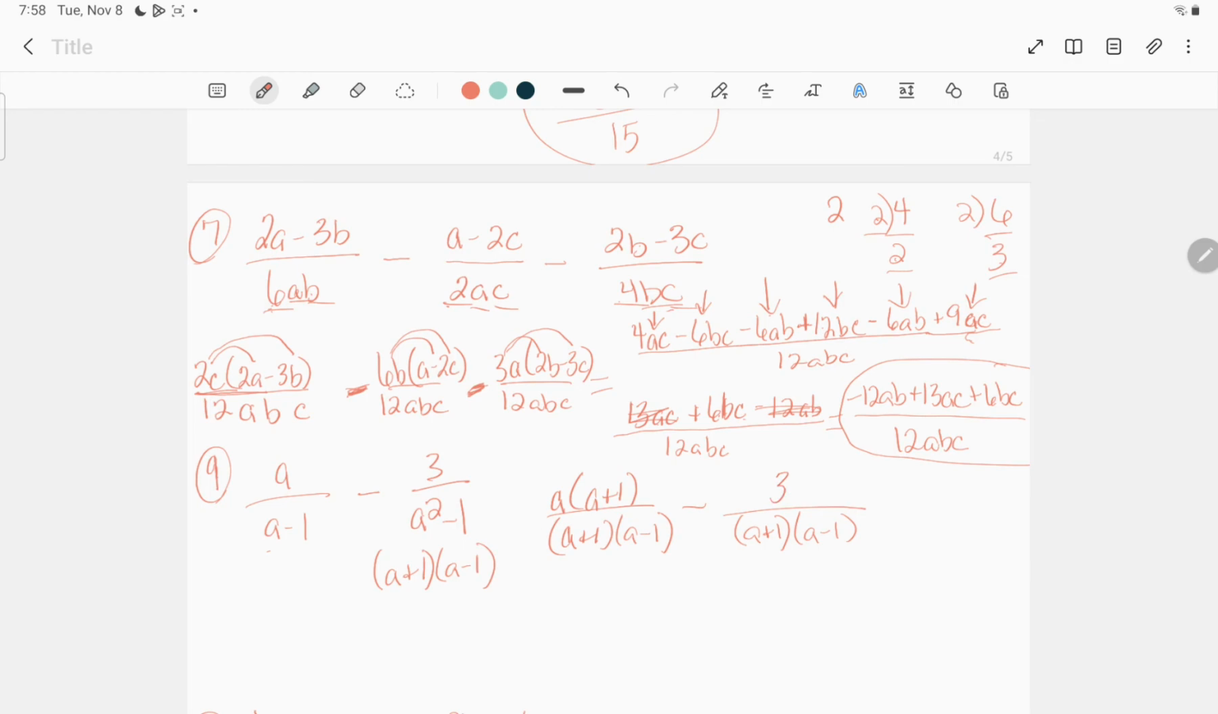So get rid of my parentheses. A times a is a squared. A times 1 is positive a. And then I have negative 3 all over a plus 1, a minus 1. And that is your final answer.